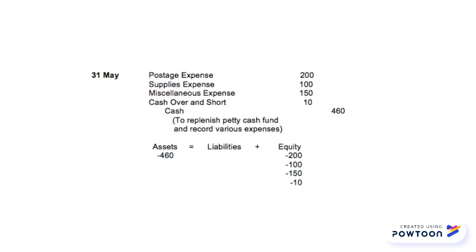In this entry, the cash over and short account is debited, which indicates an increase to expenses. Most likely, the balance will be reported as a miscellaneous expense.